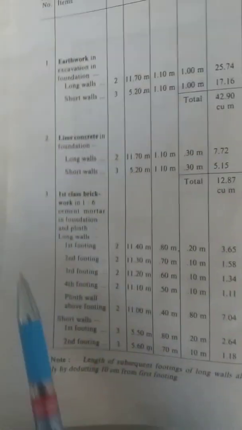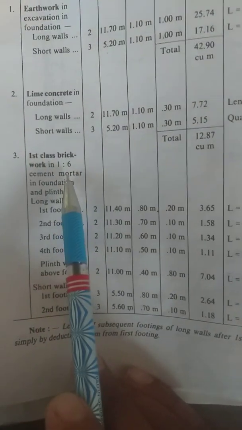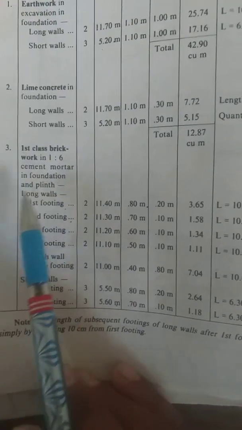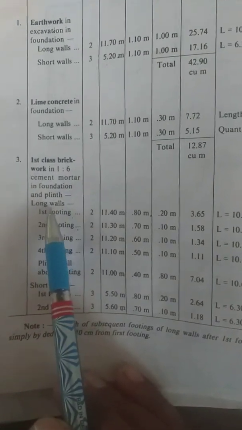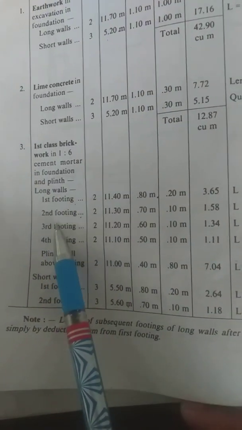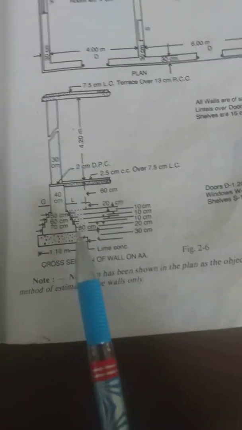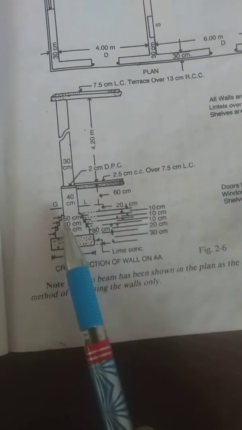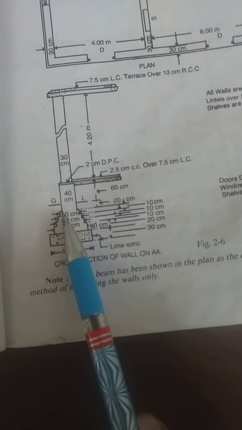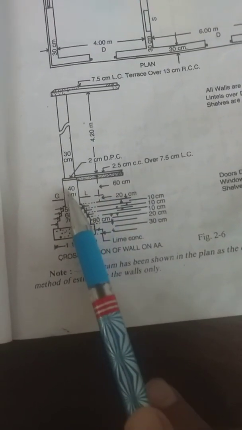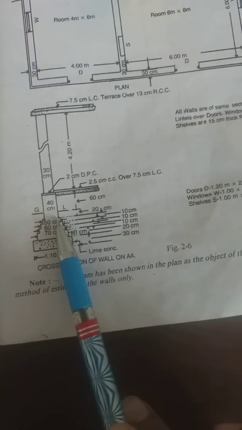Now let's do the third item. This is first class brickwork. This is the complete specification, you may read this. This is for long walls and short walls. In long walls, different portions are there. You can see in this diagram, I will show you how many portions. This is first footing, this is second footing, this is third footing, and this is fourth footing. Then this plinth wall. All this is up to DPC, is first class brickwork.